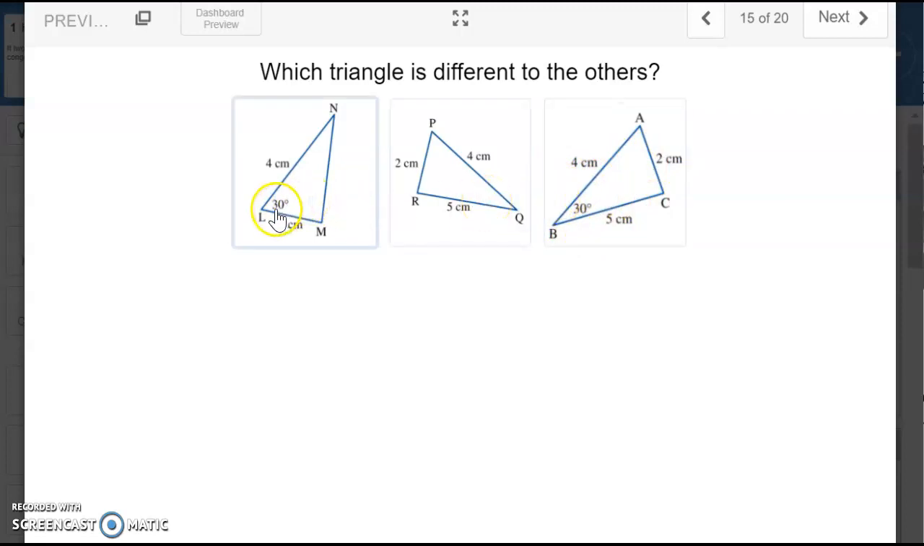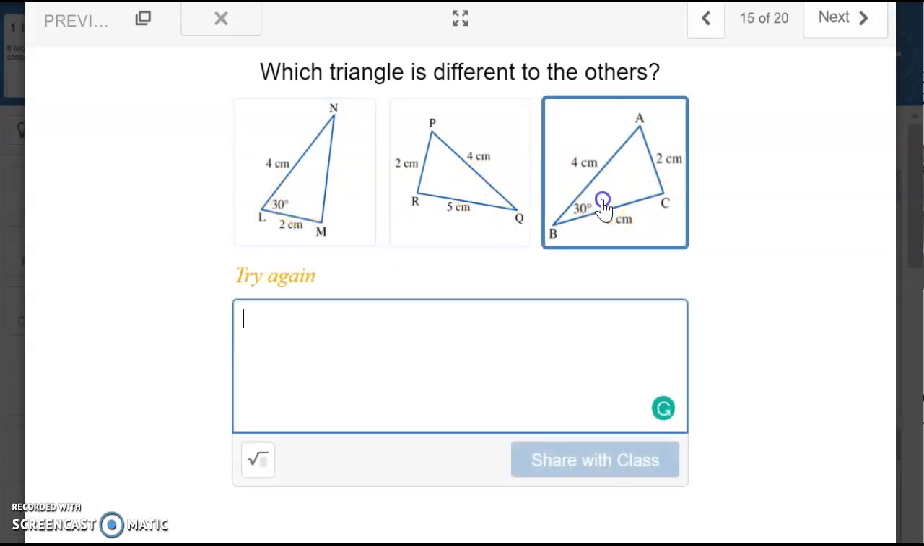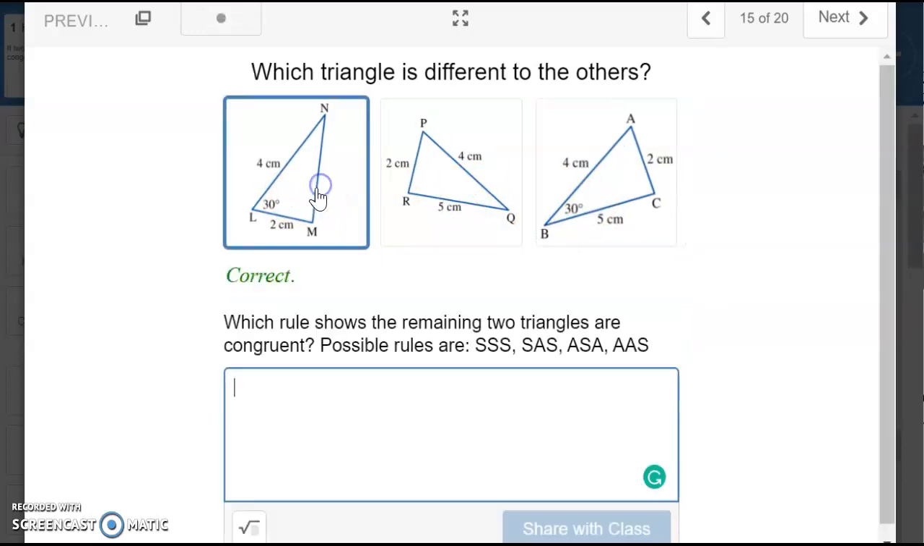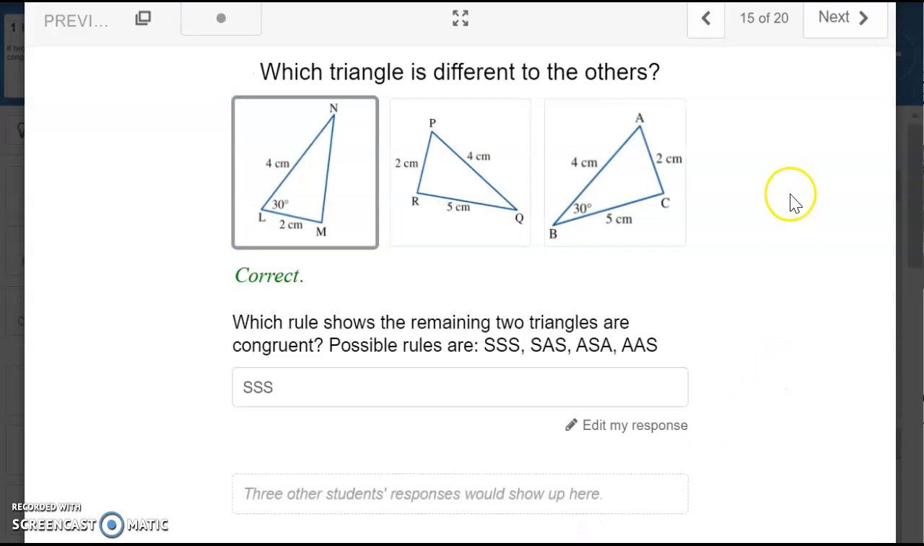Let me just double check with this. We have a 30 degree angle, and we have 4 here, 4 here, and 4 here, and 30 degrees, 30 degrees. So if this side matches up with this side, then they are congruent. But we have 2 centimeters and 5 centimeters, so these two are not. Whereas these two are congruent. Oops, no, this is the different one. And for the other two triangles, the congruence shortcut that we can use is SSS.